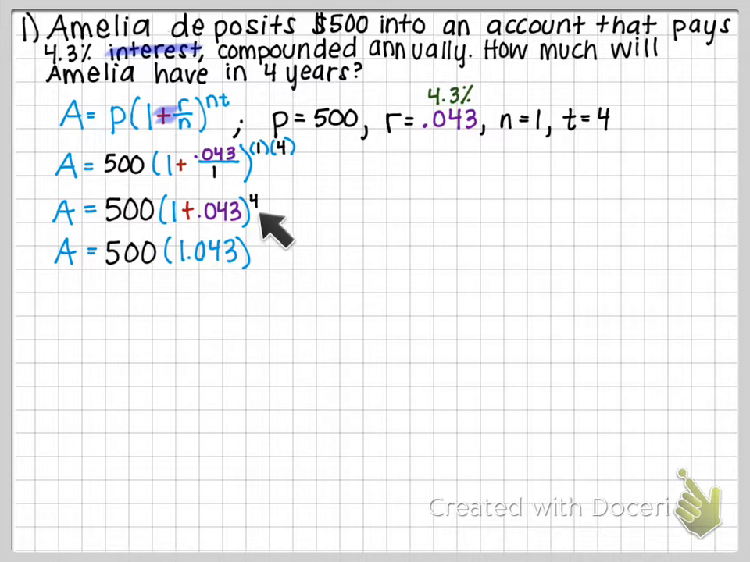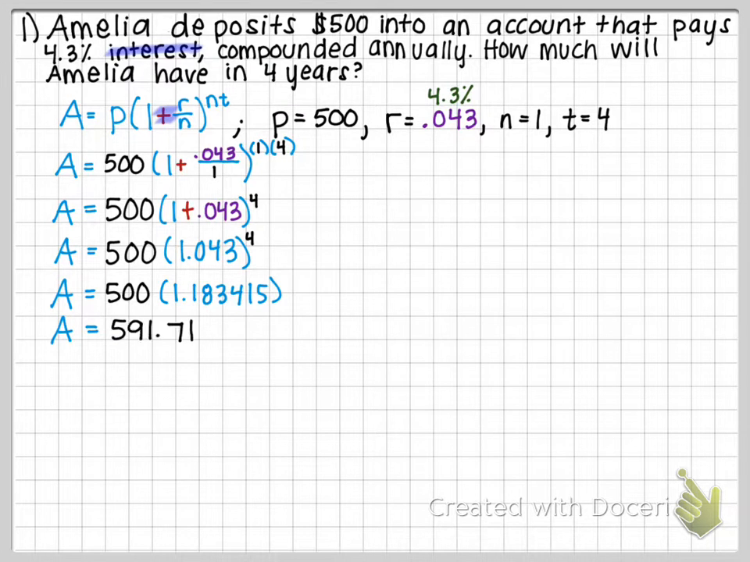The 500 just keeps coming down, and we're going to raise 1.043 to the 4th power. Now, we want to do exponents after we do parentheses. Remember PEMDAS: parentheses, and then exponents. So before we multiply, we have to do the exponent. That's really important. We have to do that piece first. So put this in your calculator and you're going to get this number. It's going to go on forever, but I just put it to 6 decimal places just to be safe. And then 500 times 1.1834. Then you're going to round to the nearest hundredth. Why? Because we're talking about money. So it says, how much will Amelia have in 4 years?